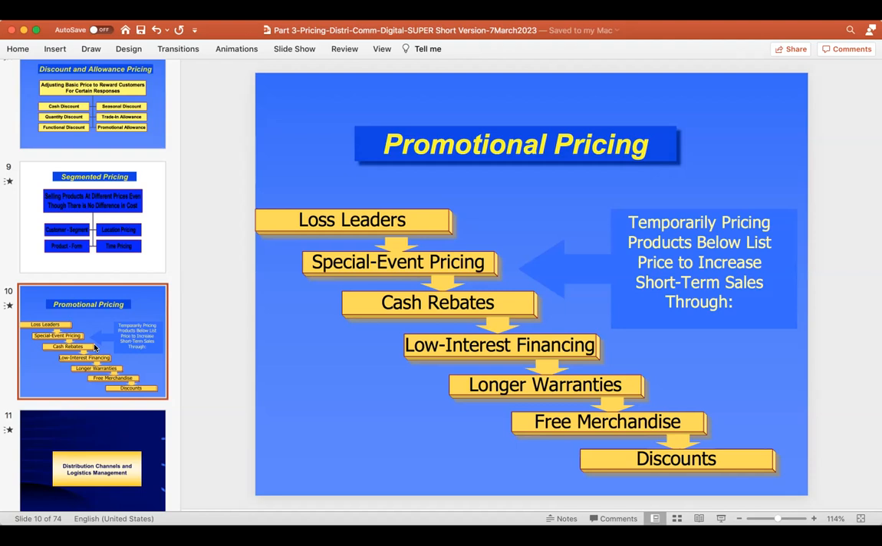Special event pricing, as it says: cash rebate, low interest financing. You offer more warranties. You give them extra products or free different products as a gift, or then you give them straight discounts, like the discount that we previously talked about. So all of this is your P for the pricing, and that's how you manage pricing in order to be able to identify what's the correct price.